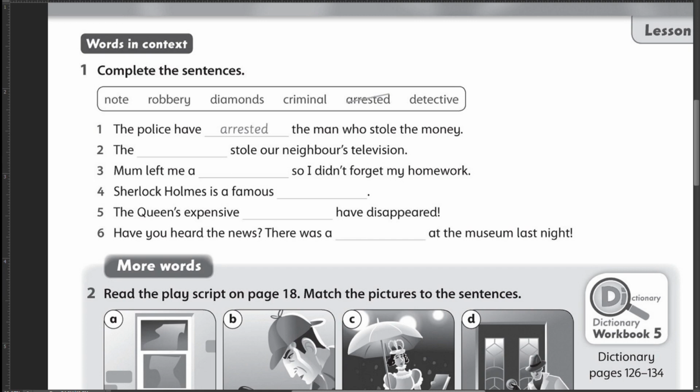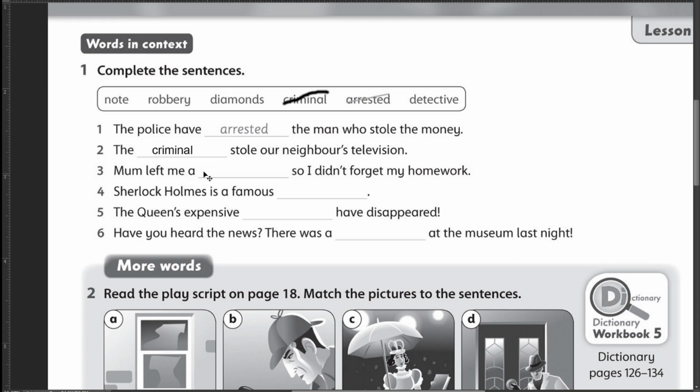Okay, next, number 2. The blank stole our neighbor's television. Who do you think could steal someone's television? Okay, it is the criminal. Let's cross out the criminal and write it down here. The criminal stole our neighbor's television. It could also be a robber, but in this case we use the criminal.